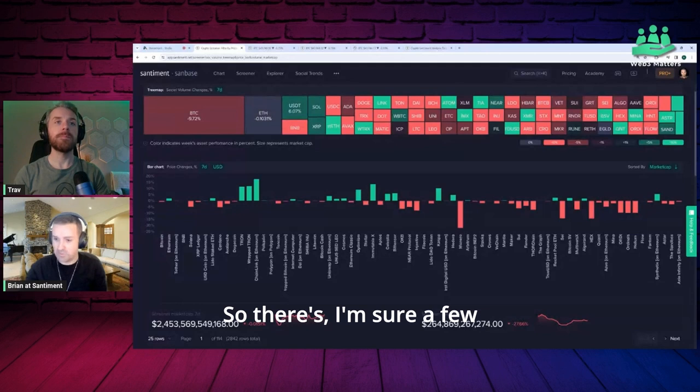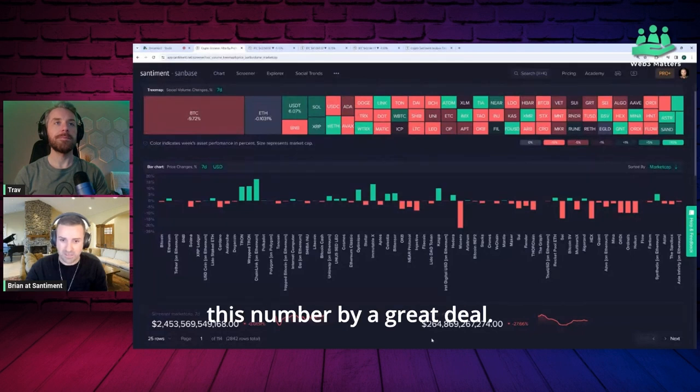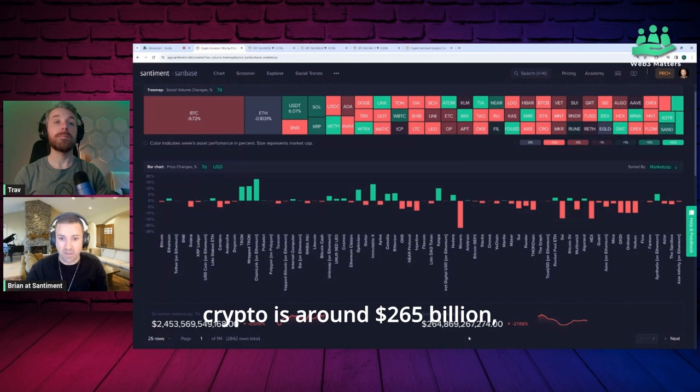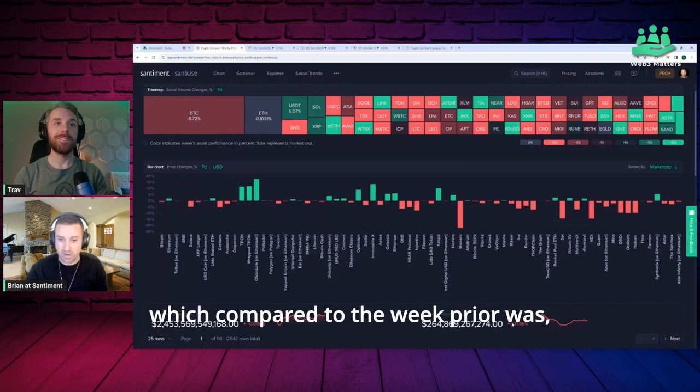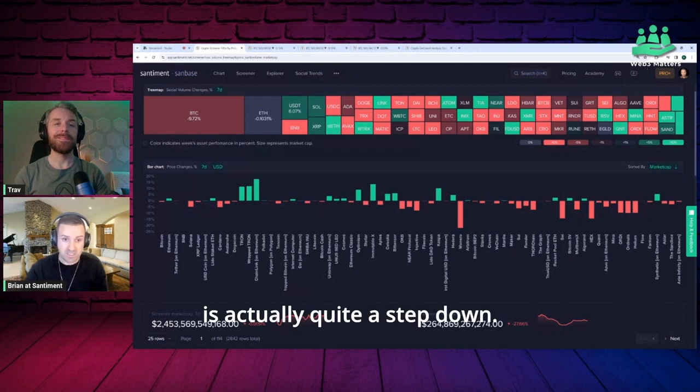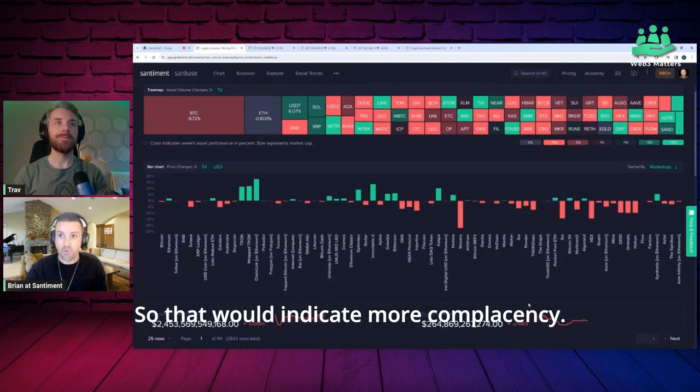So there's, I'm sure, a few hundred or a few thousand that are being omitted here, but they're generally small and not going to impact this number by a great deal. So generally, it looks like right now the volume, according to most of crypto, is around $265 billion, which compared to the week prior is actually quite a step down. So that would indicate more complacency.